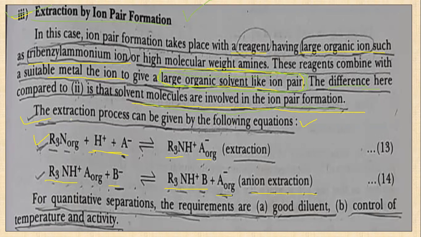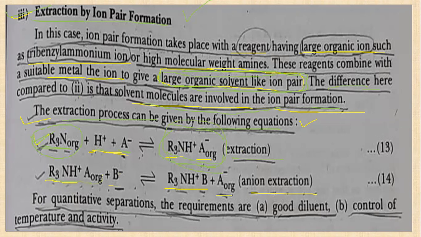Now see, the extraction process can be given by one general equation. Here, R3N in the organic phase is the reagent. R is any alkyl group, so this is a bulky amine. It reacts with H plus ion and A minus ion to form a more bulky ion pair, R3NH plus A minus.